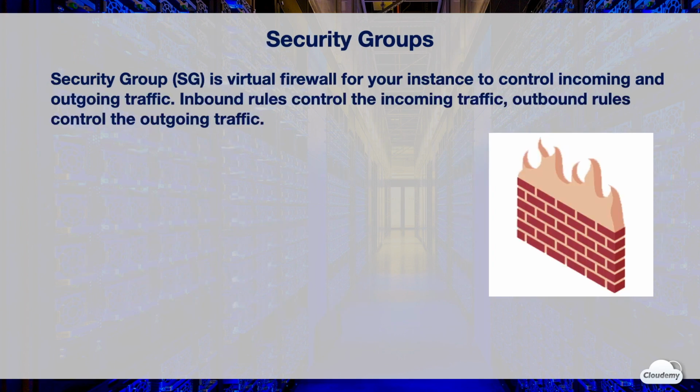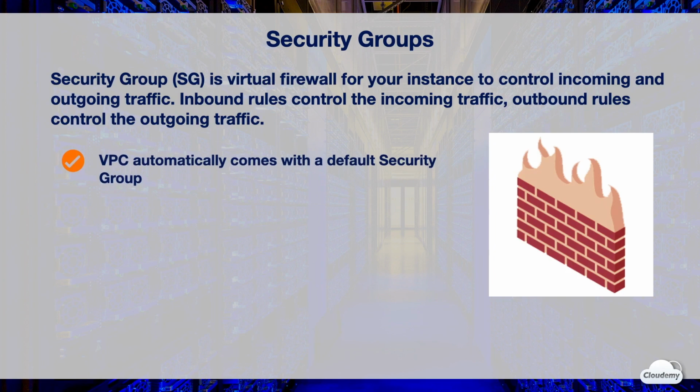Security group is a virtual firewall for your instance to control incoming and outgoing traffic. Inbound rules control the incoming traffic to the instance, and outbound rules control the outgoing traffic from the instance. When AWS creates the default VPC, a default security group is automatically created. The default security group allows inbound traffic from the network interfaces that are assigned to the same security group. The default security group also allows all outbound traffic originating from the instance. When you launch an instance, you can specify security groups, otherwise, it's associated with the default security group.